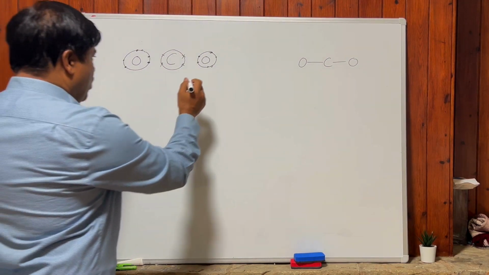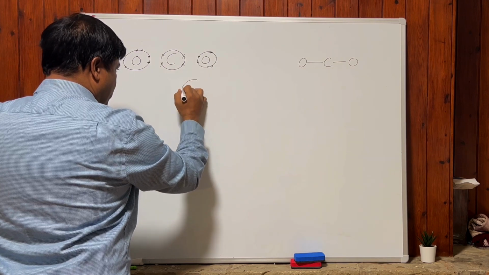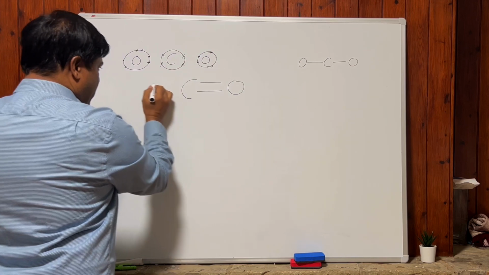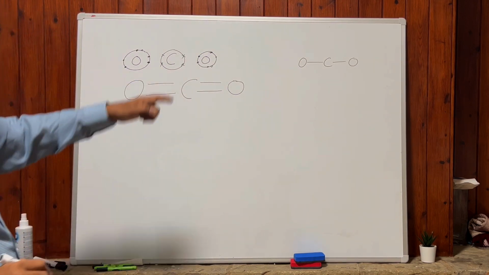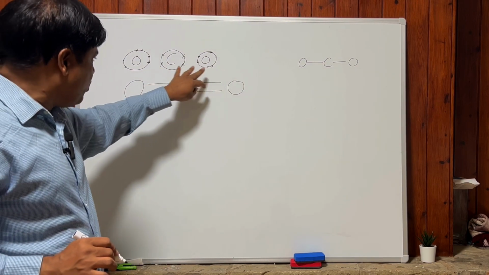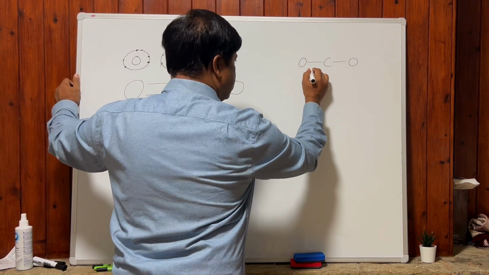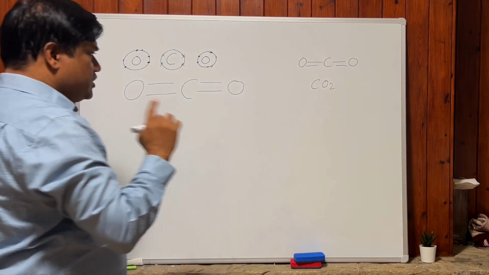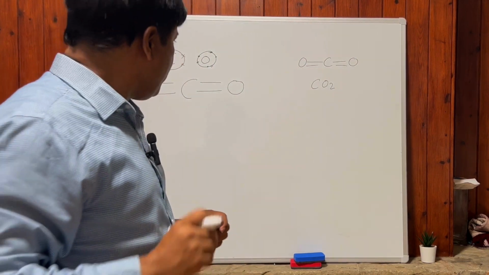Now look at that. So oxygen, look at the sharing. Oxygen forms a double bond with carbon. Each oxygen shares 2 electrons because carbon has 4 electrons in its valence shell. So oxygen forms a double bond with the carbon. This is an example of carbon dioxide, CO2. So in CO2, each oxygen forms a double bond with the carbon.